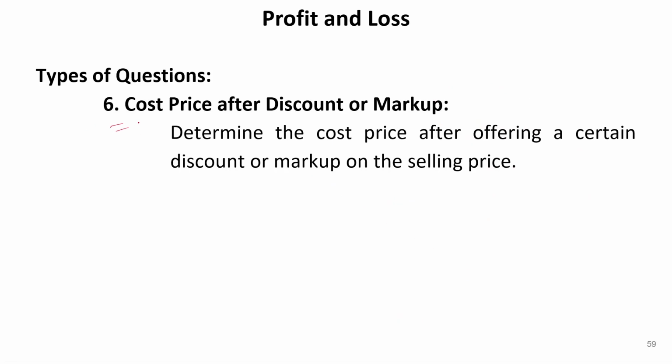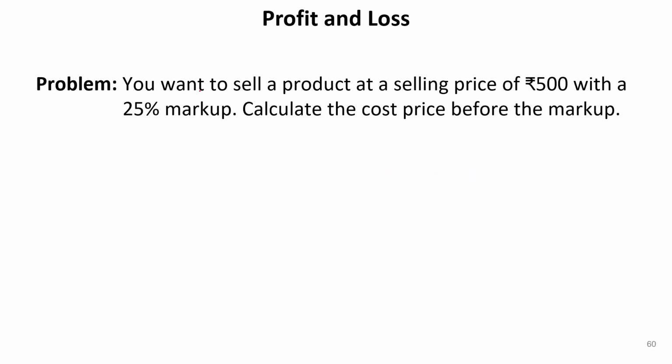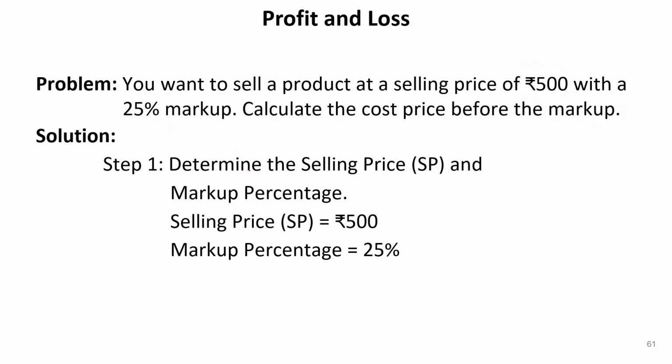So let's see the sixth kind of question: the cost price after discount or markup, determining the cost price after offering a certain discount or markup on the selling price. So you want to sell a product at a selling price of 500 with a 25% markup. Then calculate the cost price before the markup. So, determining the selling price and markup percentage. Selling price will be 500, and the markup percentage is given as 25%.